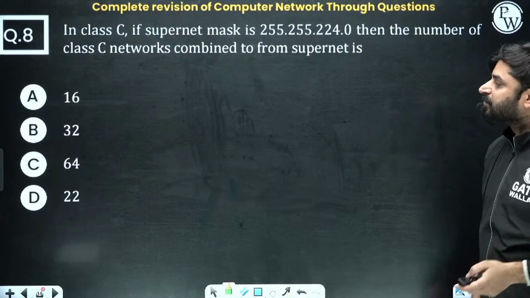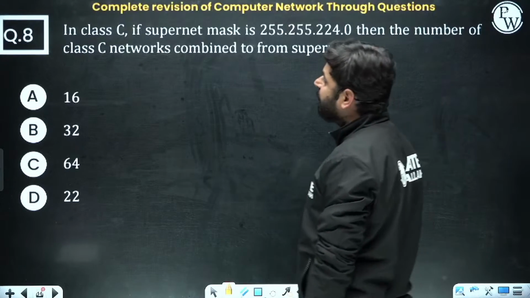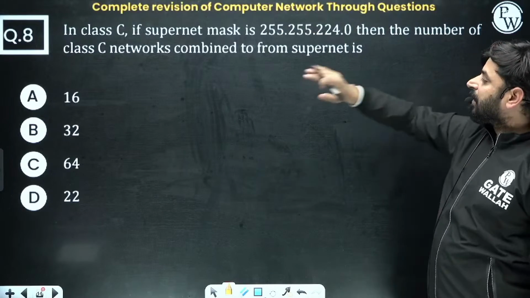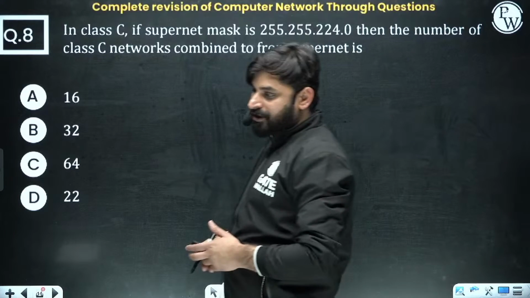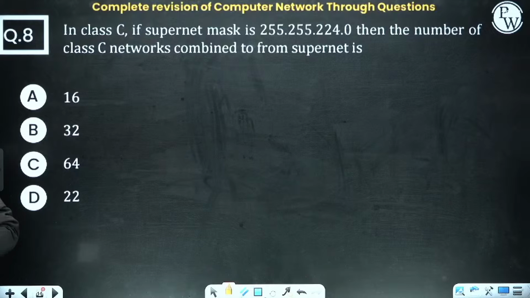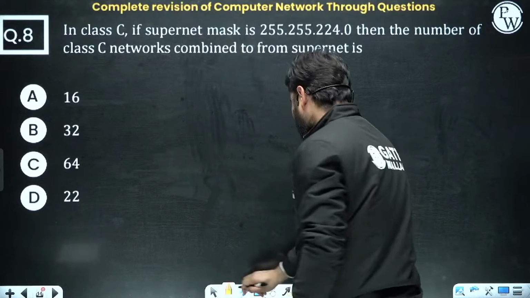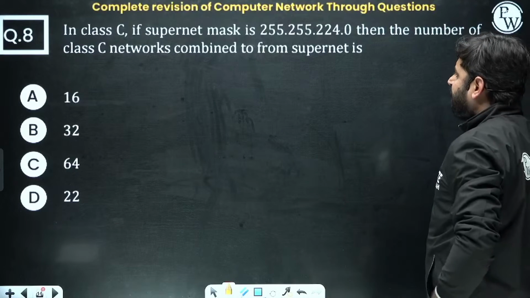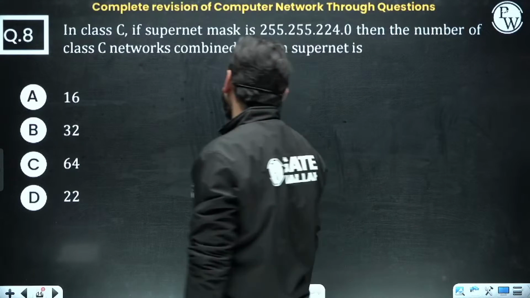Clear? Now, this is question number 8 that you can see on the screen. In class C, if the supernet mask is this one, then the number of class C networks combined to form the supernet is. If the supernet mask is 255.254.0, then what is the number of class C networks that can be combined?